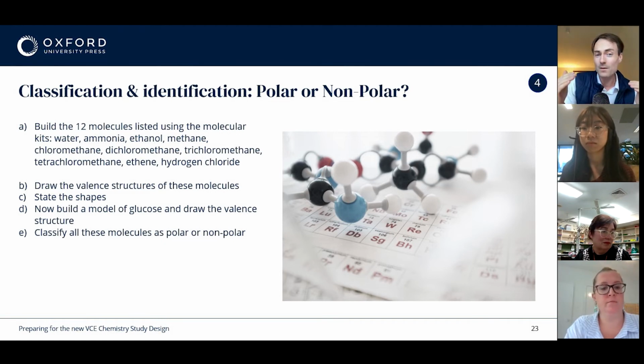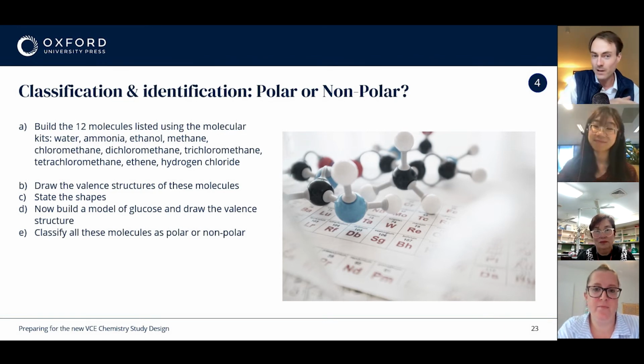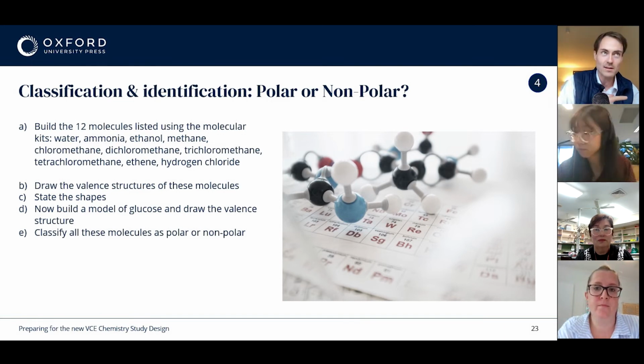And in some ways, the web-based molecular modeling kits are actually better. You don't run out of atoms for a start. You can quickly tidy up and reset. You can view existing molecules from the library. Yeah, there are several advantages, and you can do it at home asynchronously too.